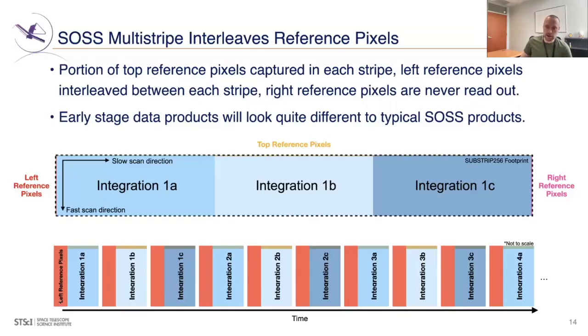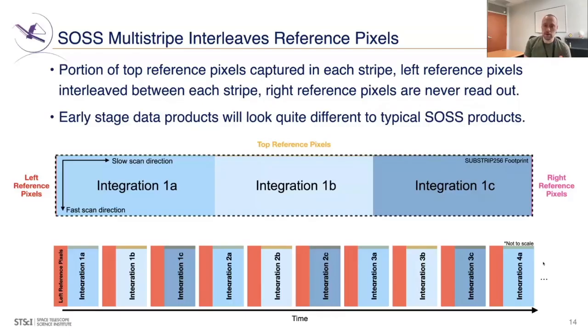So we've read out the left reference pixels, we read out integration 1A, and we go back to the left reference pixels, do integration 1B, and so on for 1C, and then we start this pattern over. And this is what the time series is actually going to look like, right? You're not going to get in the uncal file these normal subarrays that you'll be looking at. You'll be getting these smaller chunks of the subarray all stacked together.